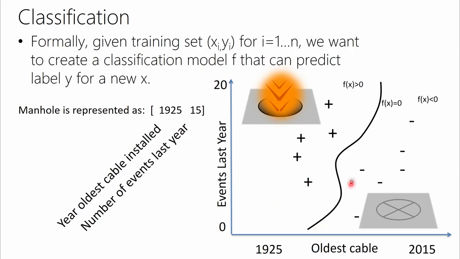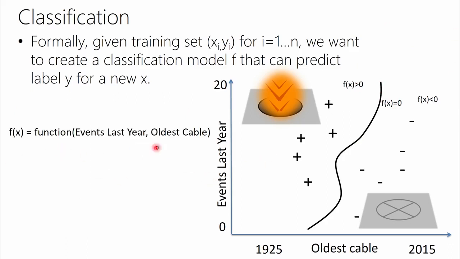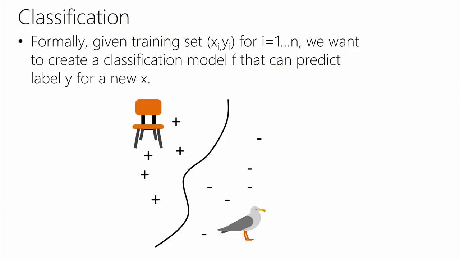And then I'm going to try to create a function here that's going to divide the space into two pieces, where on one side of the decision boundary, I'm going to predict that there's going to be an event. And on the other side of the decision boundary, I predict there will be no event. So this decision boundary is actually just the equation where the function is 0. And then where the function is positive, we'll predict positive. And where the function is negative, we'll predict negative. And so this is going to be a function of these two variables, the oldest cable and then the number of events last year. And the same idea holds for the computer vision problem that we discussed earlier.